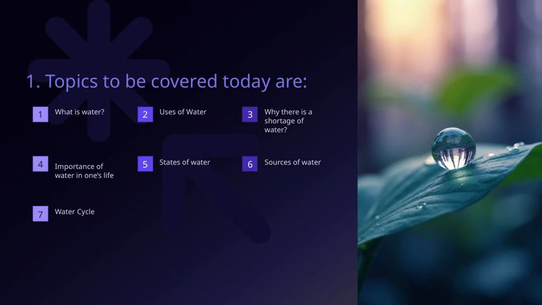Next, we'll discuss why water is so vital to us and the role it plays in maintaining our health and well-being. We'll also cover the water cycle, which is a fascinating natural process that keeps water moving around us. Additionally, we'll examine the different states of water, solid, liquid, and gas, and how they are part of this cycle. Finally, we'll address a very important issue, why there is a shortage of water in many parts of the world. Understanding these points will give us a clearer picture of water's significance and the challenges we face in conserving it.